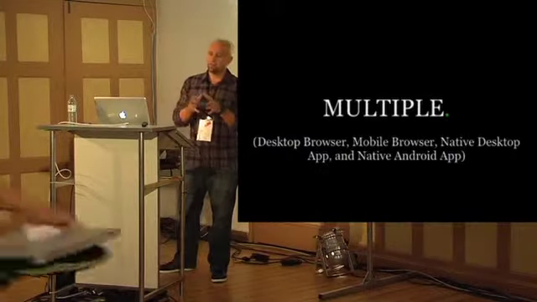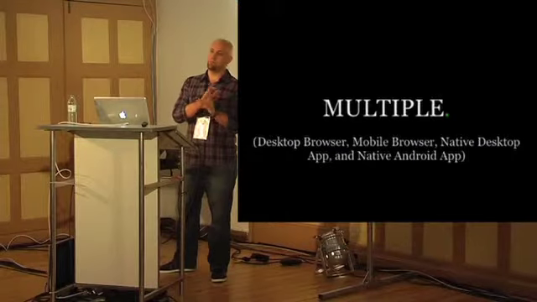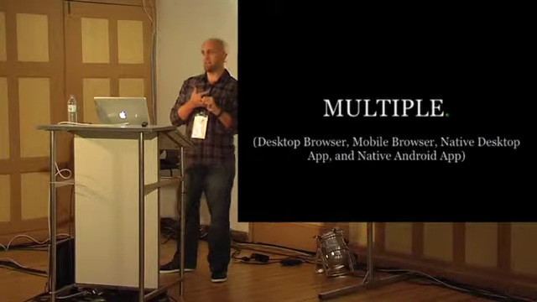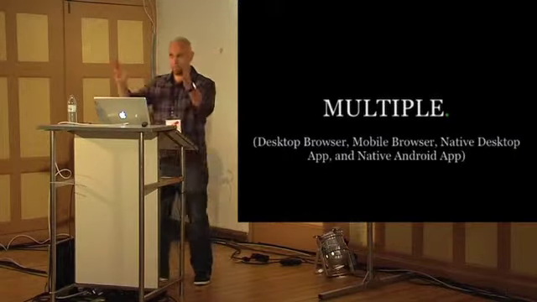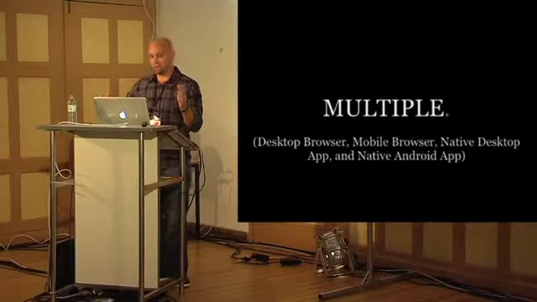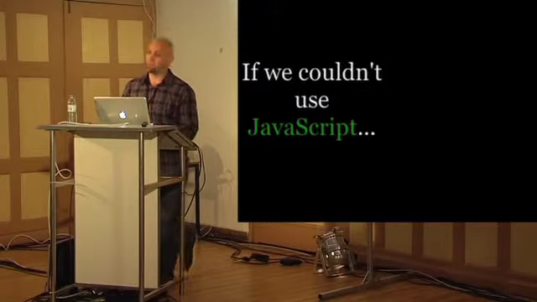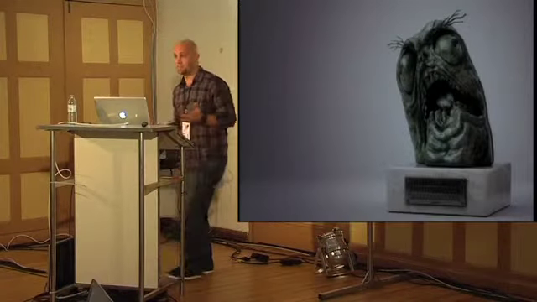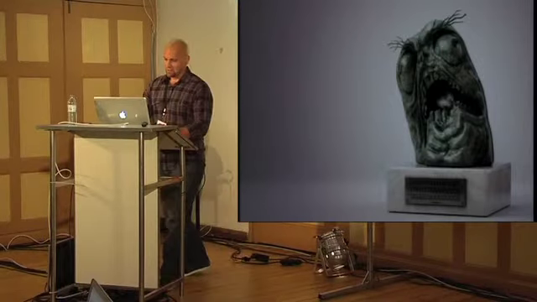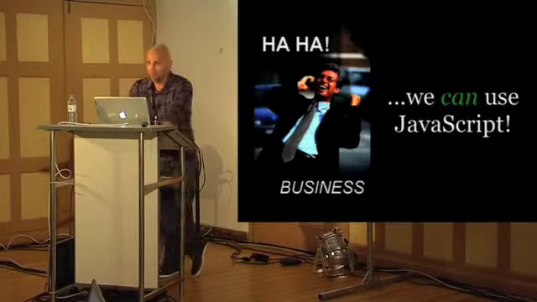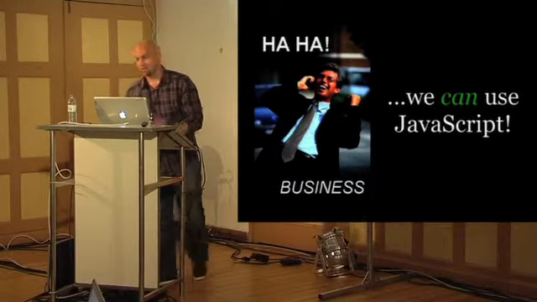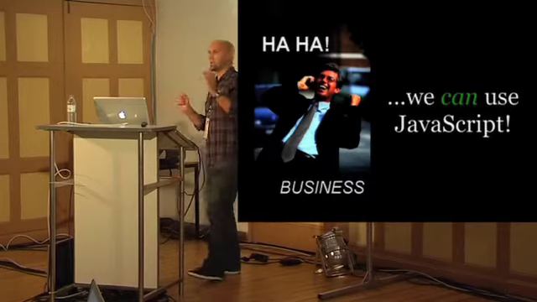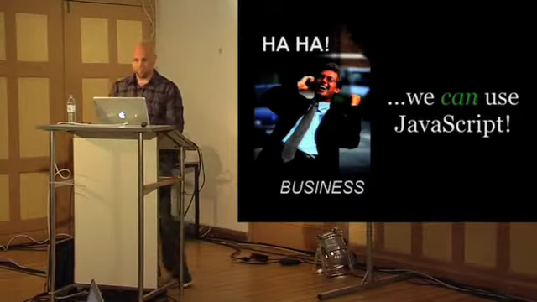So think about that. You need a desktop browser version, a mobile browser version, a native desktop app, so it works on Windows 7, Mac, Linux, and a native Android app. These are your parameters. It could seem pretty daunting if you weren't able to use JavaScript. If you could not use JavaScript, you'd probably be thinking to yourself, what am I going to do? But we can use JavaScript. Pretty sweet. Because we can use JavaScript, we don't get so overwhelmed. We drink a lot of coffee, and we get going, right?